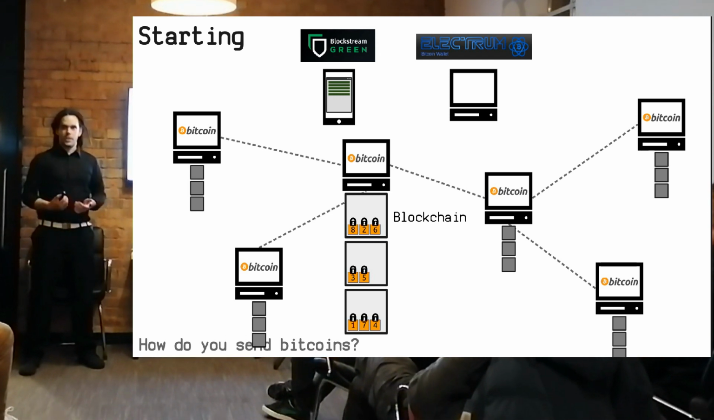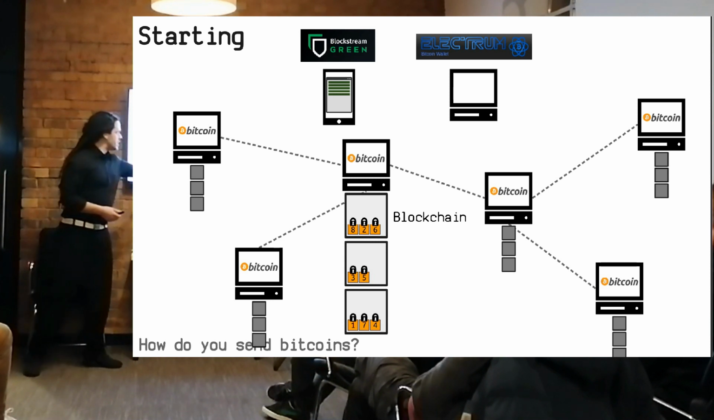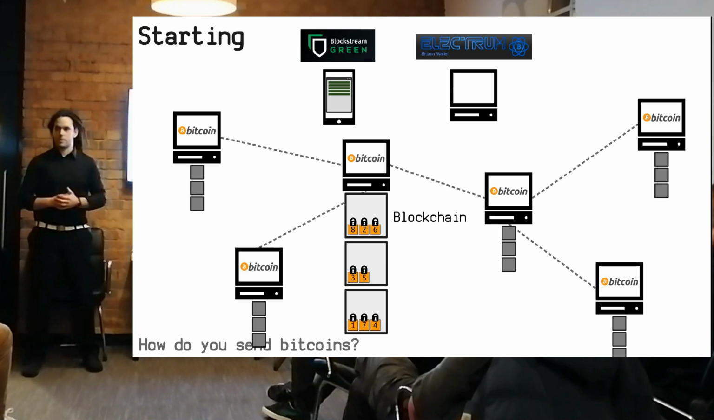The best analogy I can give for how this works is it's like going into a bank. They have a big room full of safe deposit boxes, and everyone has their own safe deposit box with a key. Well, imagine inside the blockchain, it's one big room of safe deposit boxes, and those deposit boxes are called outputs.